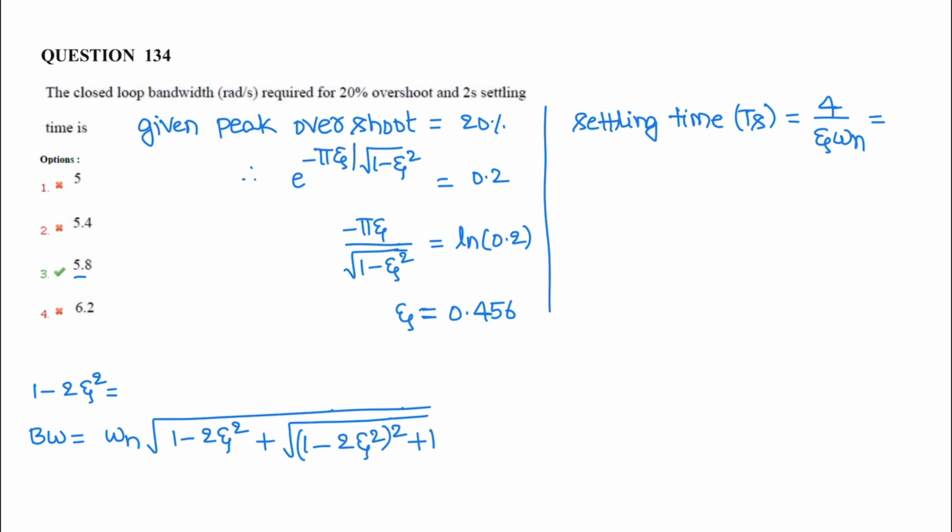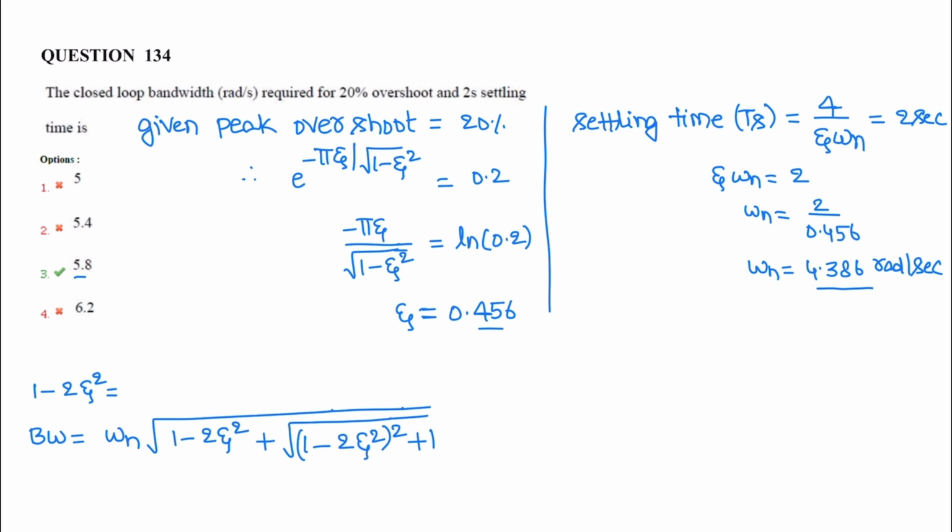Now use this formula to solve the given question. Peak overshoot e power minus pi zeta by square root of 1 minus zeta square is 0.2. Remove the exponential by taking natural logarithm of 0.2. On calculation, zeta value is 0.456 and settling time is 4 by zeta omega n. Given settling time is 2 seconds, so from this zeta omega n is 2 and omega n is 2 by 0.456, which is 4.386 radian per second. Natural frequency is 4.386 radian per second.